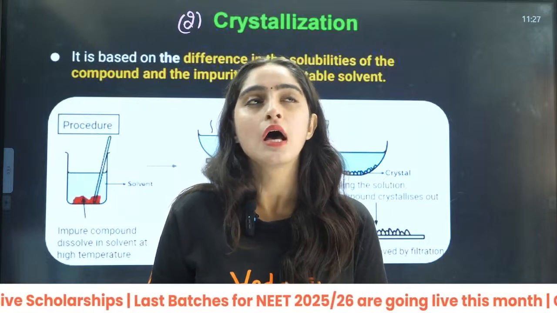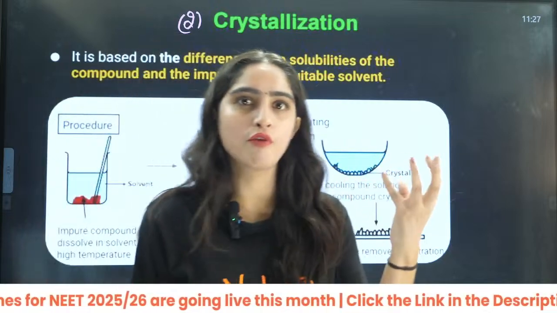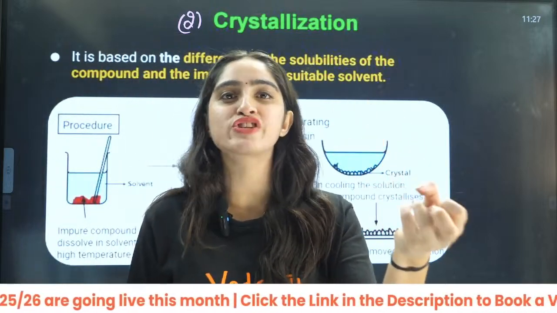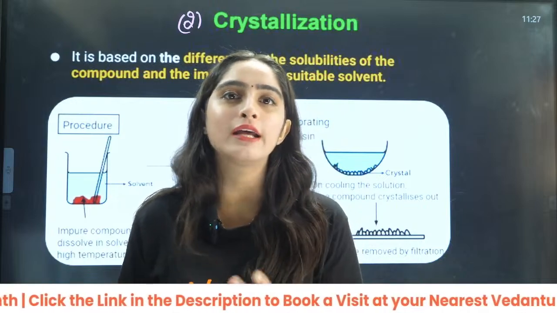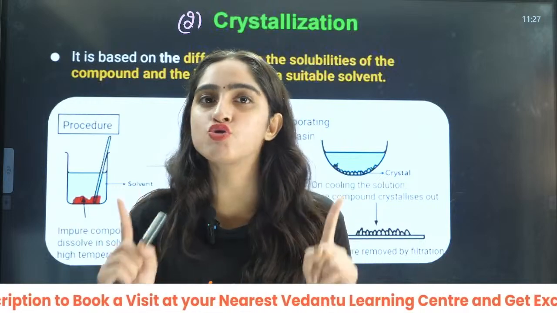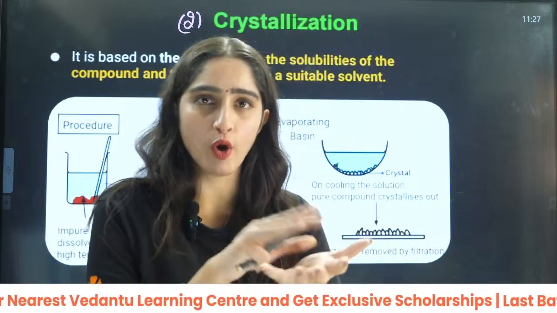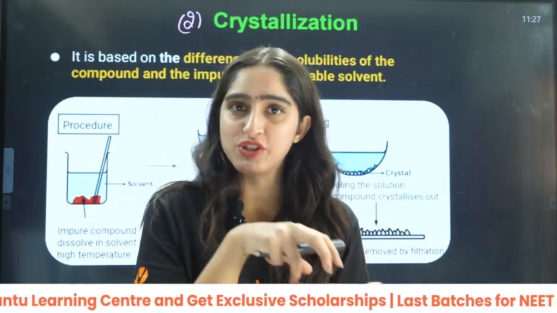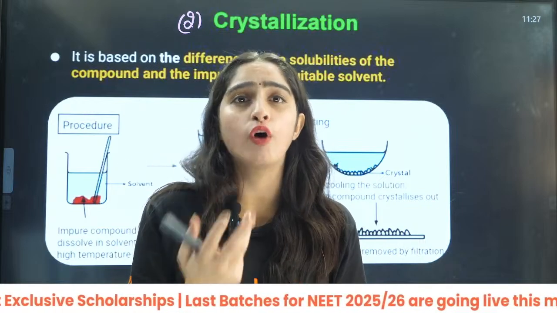So this happens, right? In crystallization, one compound will be that which can easily crystallize. The other compound will be that which is not easily crystallizable, right? So we will differentiate these two compounds on the basis of crystallization. For example, I have impurities, right? I have a mixture, right? And now I have chosen a method of crystallization.